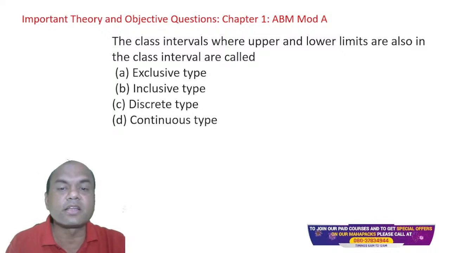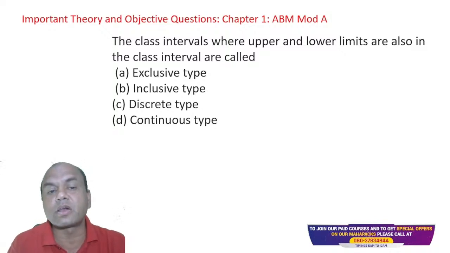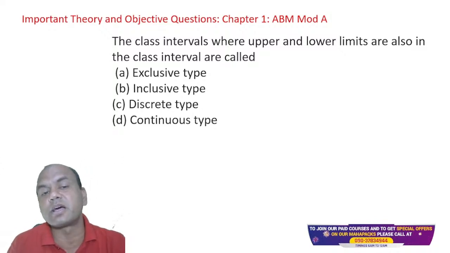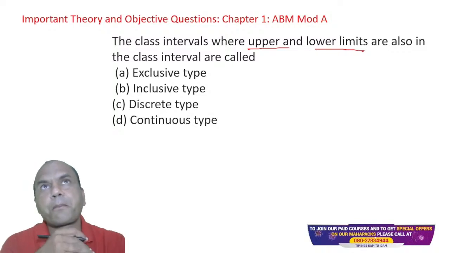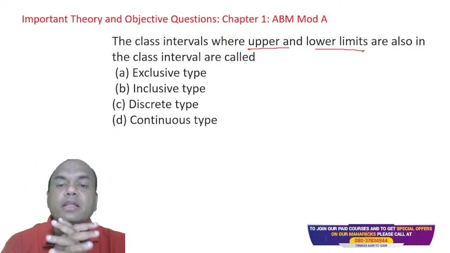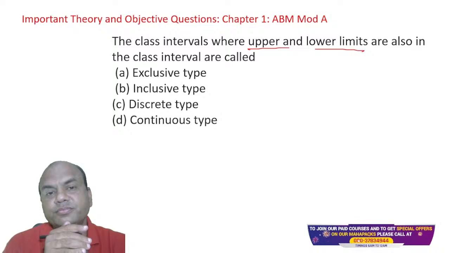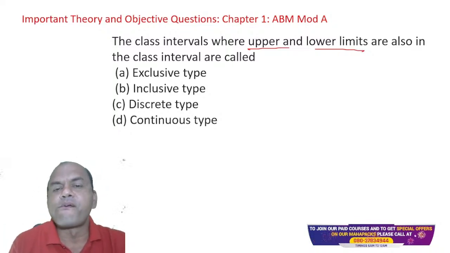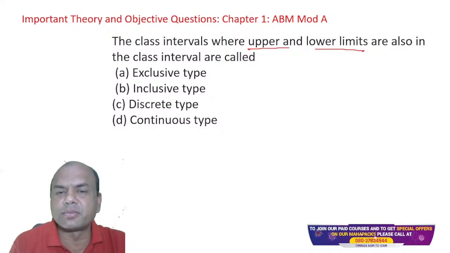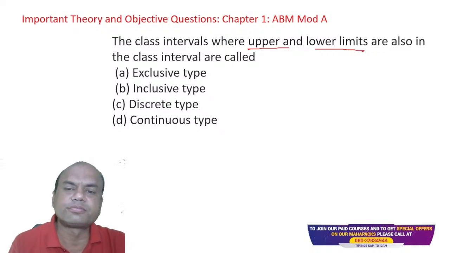The class intervals where the upper and the lower limits are also included in the class interval are called what? Here, upper and lower limits are also included. Now what do you mean by this? Let me give you the logic over here. Suppose there are these numbers. Let me start.